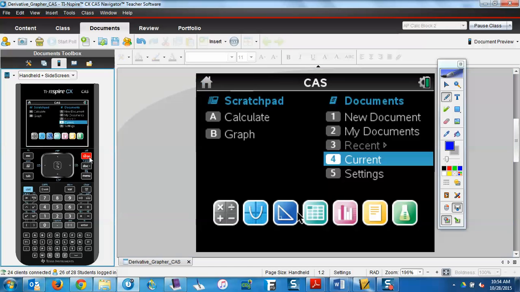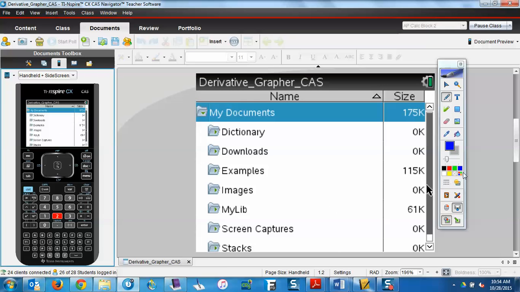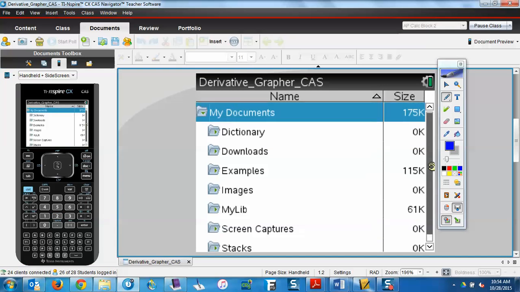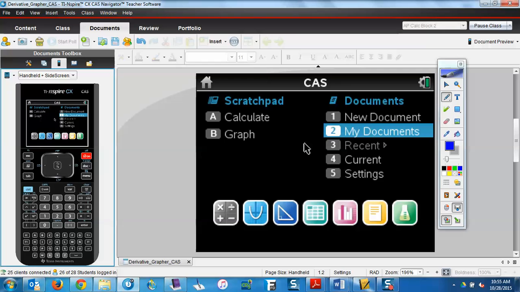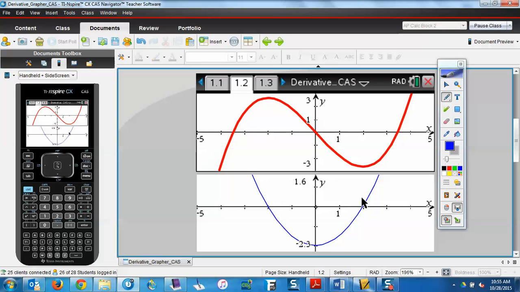So from the home screen, if you go to number 2, My Documents, and then now I've got a whole bunch of stuff you won't have. You should have that Calculus Period 2 folder, and it should be in there. Right arrow to open up that folder, and then it's called Derivative Grapher. Highlight that, hit Enter, it should open. Okay? Yeah, if you never did open it, whenever you get a document, it gives you the option to open it or just escape out, whatever. Okay? So there it is.